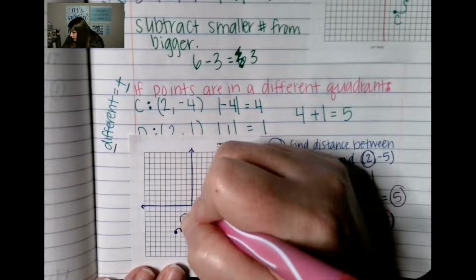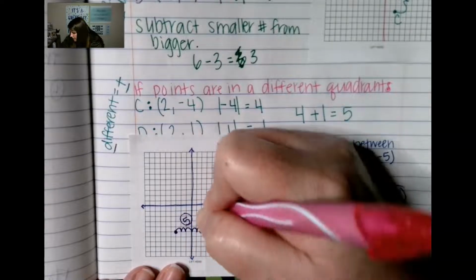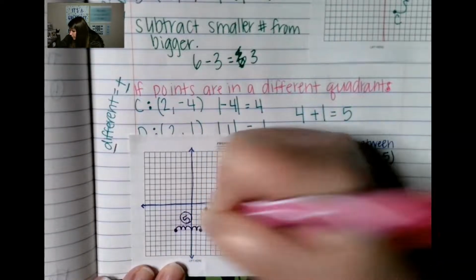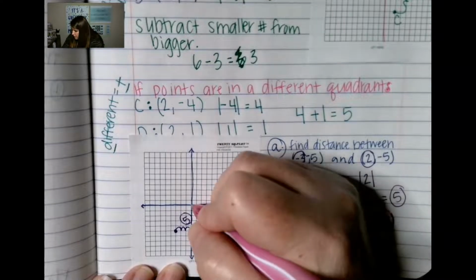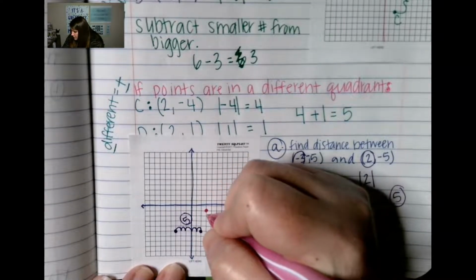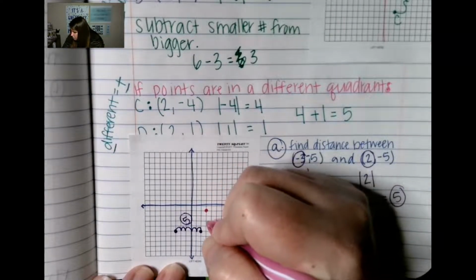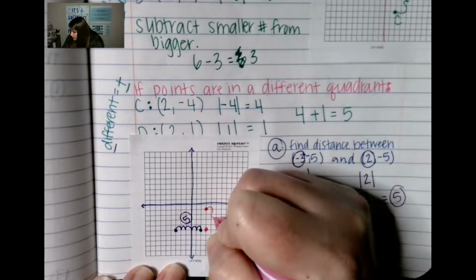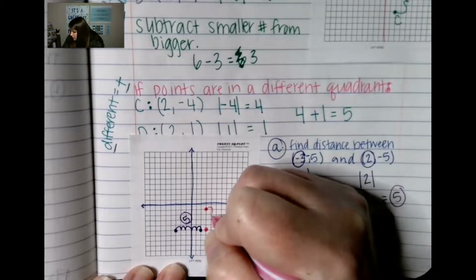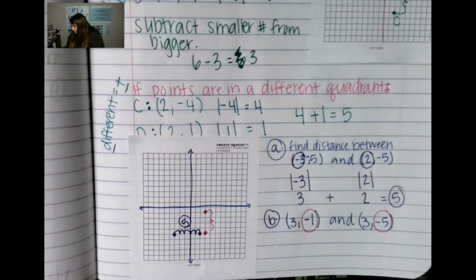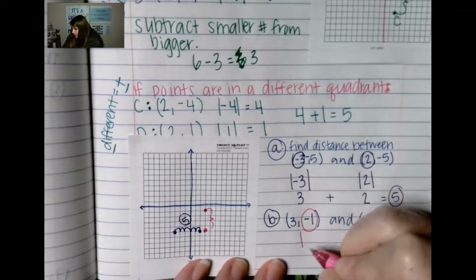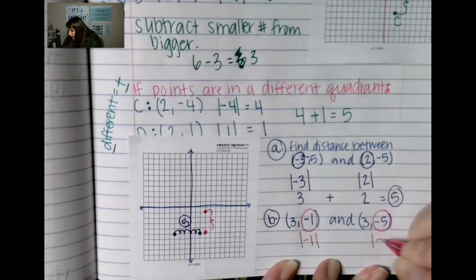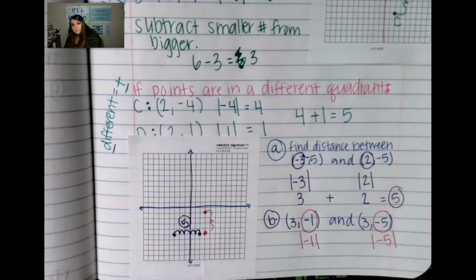Going over to 3, then down to negative 1. Over to 3, then down to negative 5. And we want to know the distance between these two. So again, we can take the absolute value of negative 1 and the absolute value of negative 5.